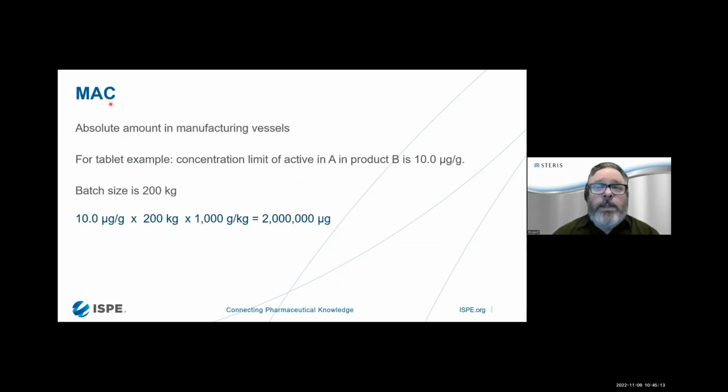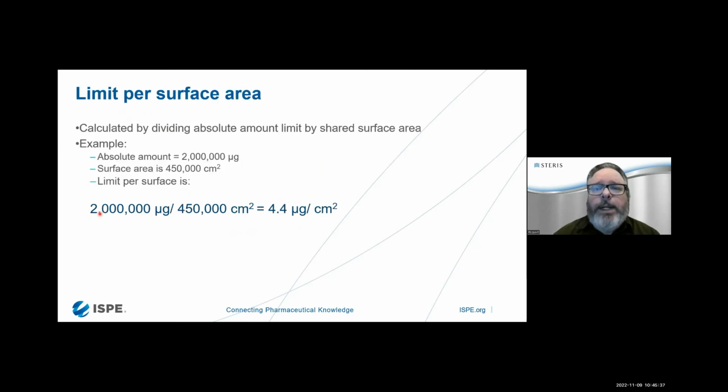And then you can determine the maximum allowable carryover by understanding the batch size. So the batch size is 200 kilograms, and we determined that we're going to use the 10 micrograms per gram, and that gives us 2 million micrograms. Then we can take the 2 million micrograms and divide it by the shared surface area of 450,000 square centimeters, and we get now a limit per surface area. So 4.4 micrograms per square centimeter.